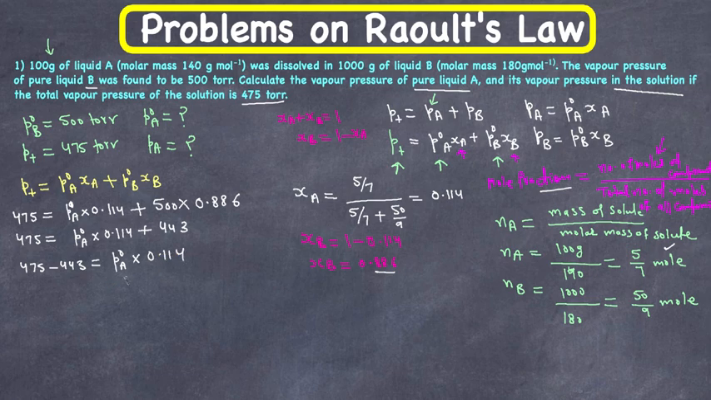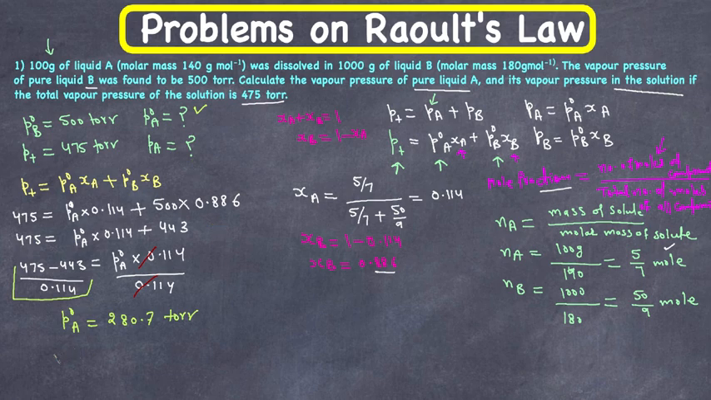Now we can divide both sides by 0.114. 0.114 divided by 0.114 cancels out over here. So we're left with P naught A equal to, when we solve this, subtracting and dividing by 0.114, 280.7 torr. So that's our first unknown.